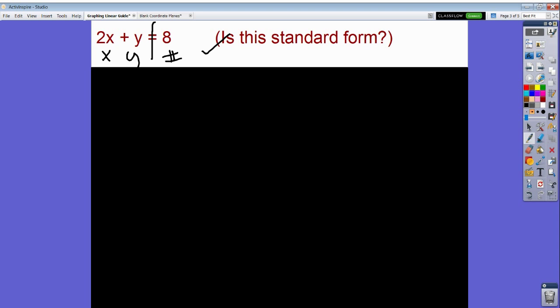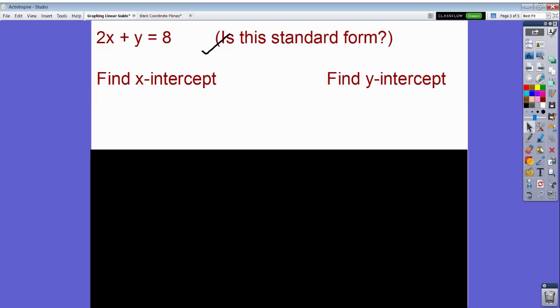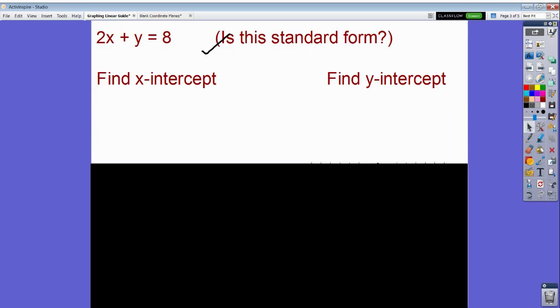Again, soon you'll be able to start recognizing it without having to write that down. So in order to graph it, we can solve for y and graph it that way, find the y-intercept and all that good stuff. But we're actually going to use something different in order to graph this. We're going to find two things: the x-intercept and the y-intercept. And we're going to use those two things to graph our equation.